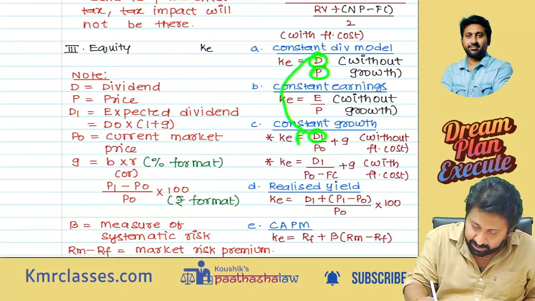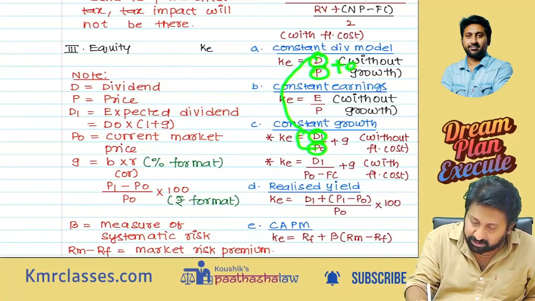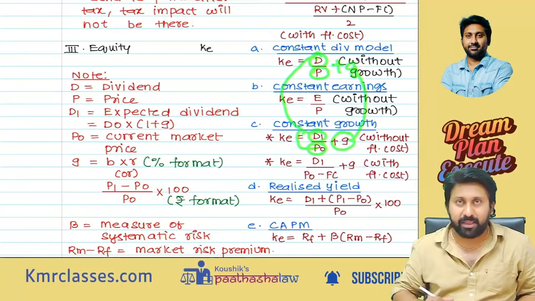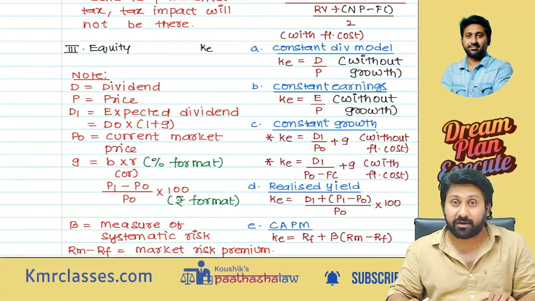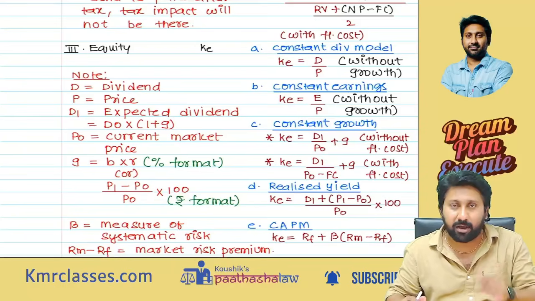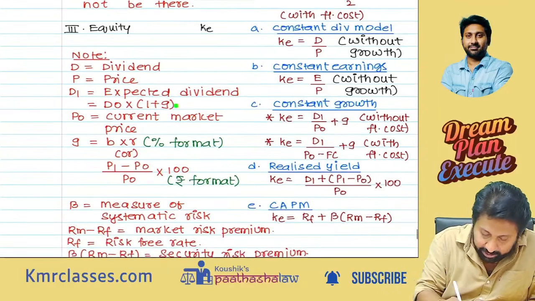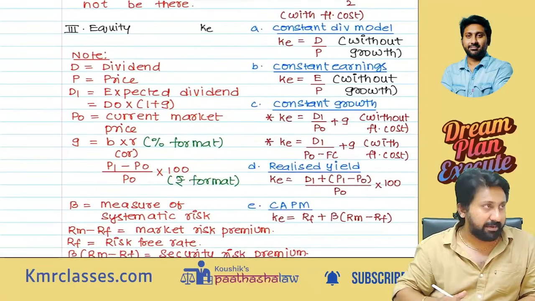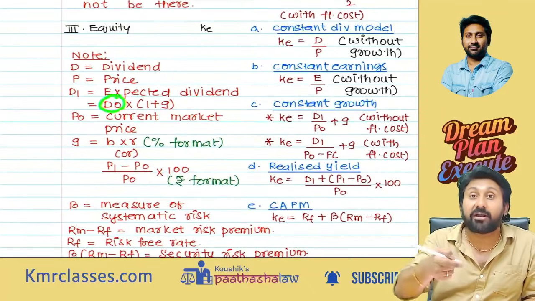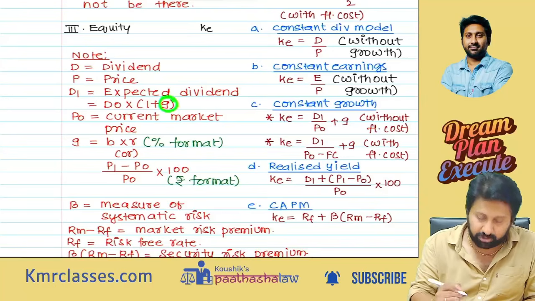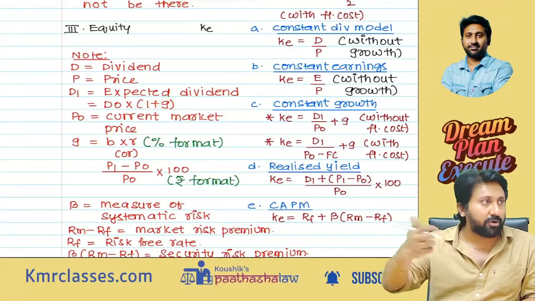Instead of P, it becomes P naught. Growth also will get added, and plus G will come. D1 is the expected dividend, or dividend to be paid. How to calculate D1? D1 is calculated as D0 into 1 plus G. D0 means the already paid dividend, into growth. 1 plus G means the compounded growth value will come.